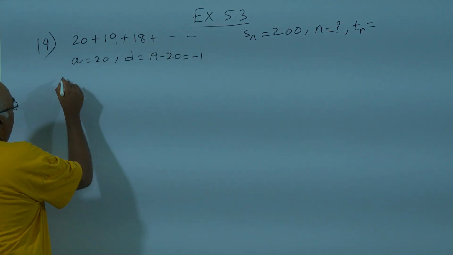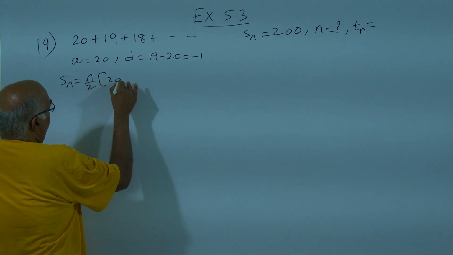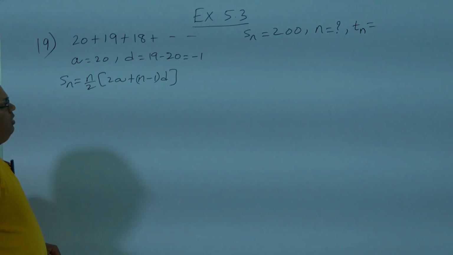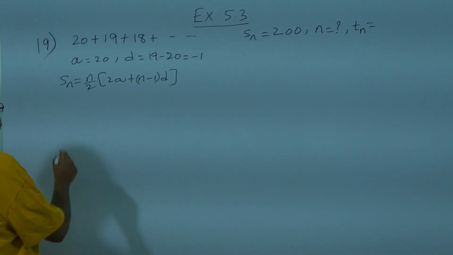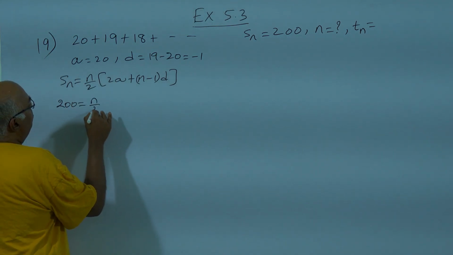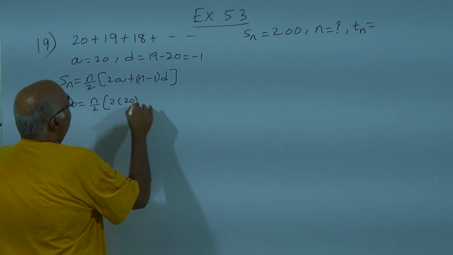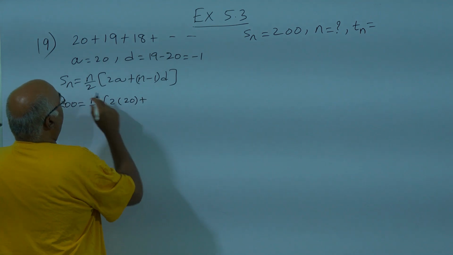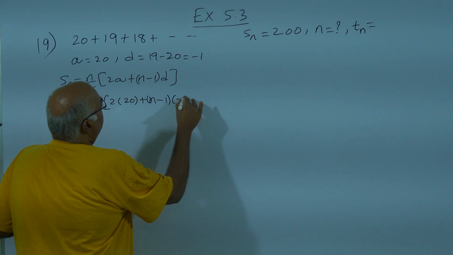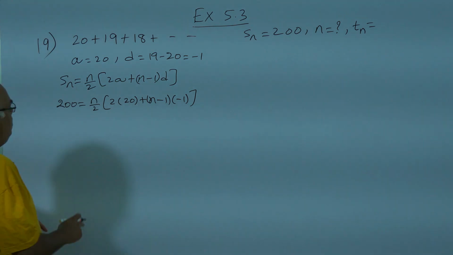We know that the sum of n terms Sn is equal to n by 2 into 2a plus n minus 1 into d. This is the formula. Already it is given that Sn is equal to 200. So 200 is equal to n by 2 into 2 into the value of a, which is 20, plus n minus 1 into the value of d, which is minus 1. Here 2 is in the denominator, so if you take it to the other side, it will multiply.